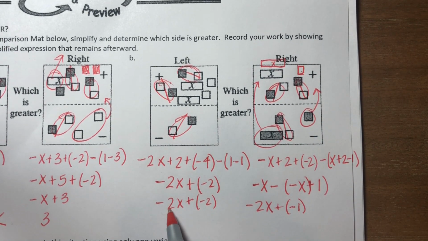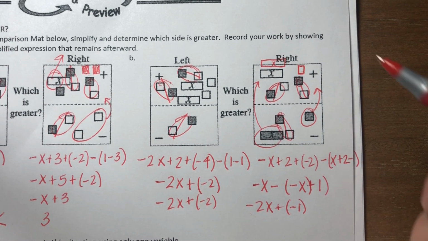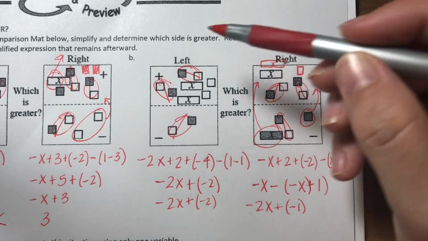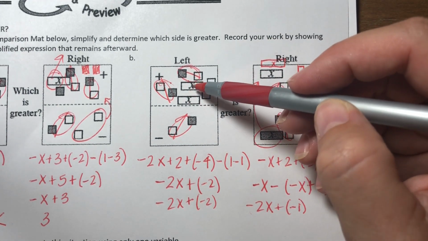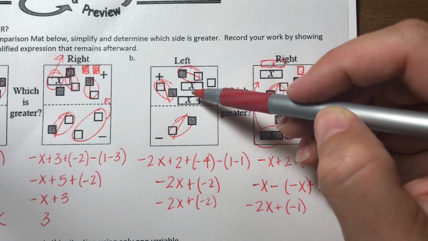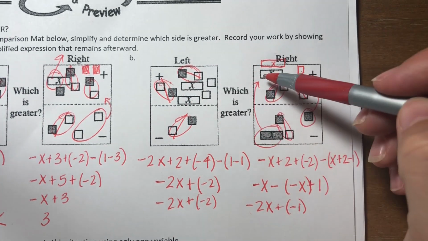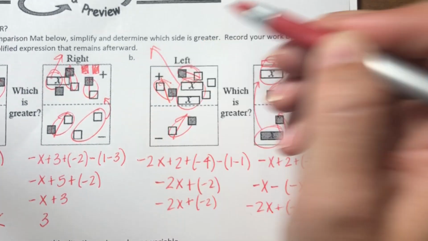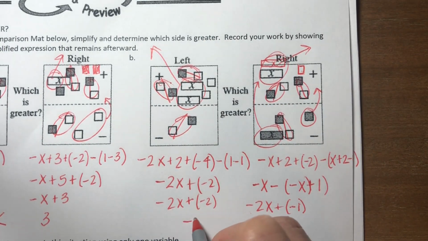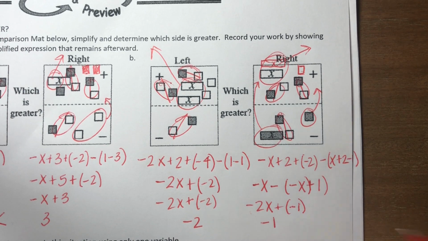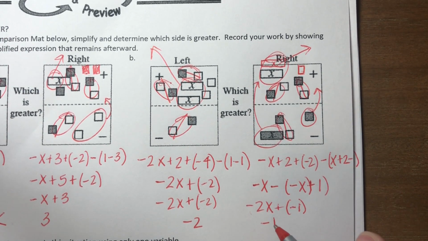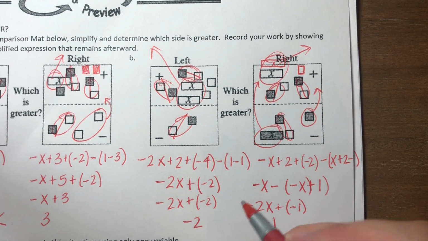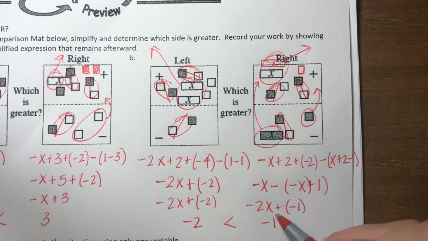So now notice down here, you guys, negative 2x on this side, negative 2x on this side. If we go up here and confirm, negative 2x there, negative 2x there, we've got the same type of tile, they're the same sign, and we have the same number of them, so let's ditch those. So that guy is out, that guy is out. So we're left with a negative 2 and a negative 1. Remember, this negative 1 is actually going to be greater because it is closer to 0. So negative 2 is less than negative 1, and we're done.